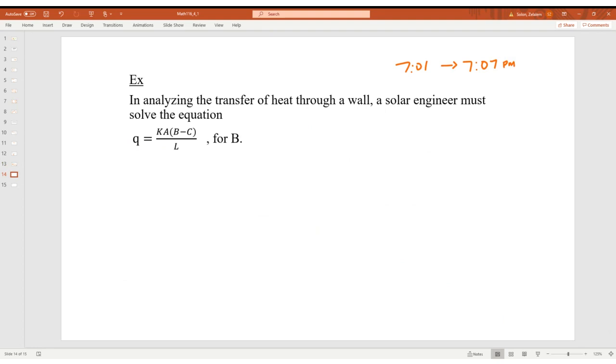In analyzing the transfer of heat through a wall, a solar engineer must solve the equation. This is the equation: Q is heat energy, K times A times B minus C over L, and solve for B. That's the question. Solve for B. Okay, start working now. 5 to 6 minutes, then we'll come back and do it as a class. When you finish, write your answer in the chat.